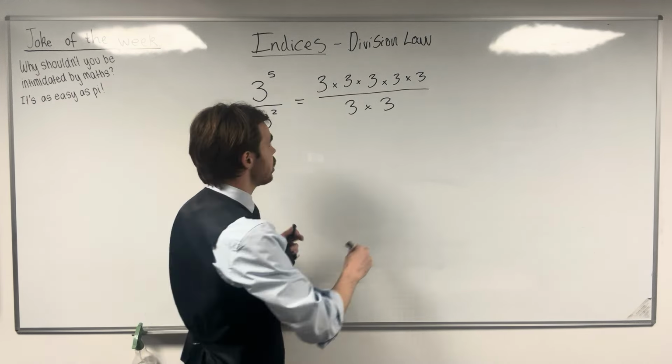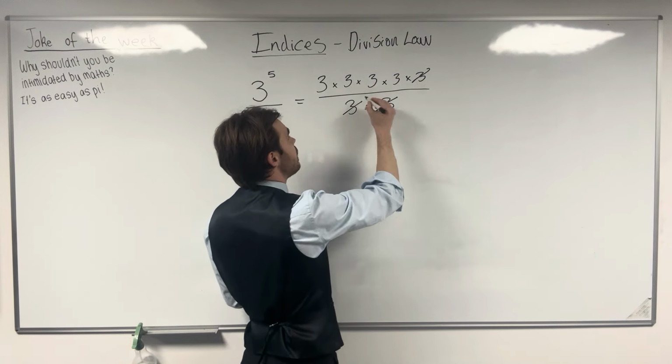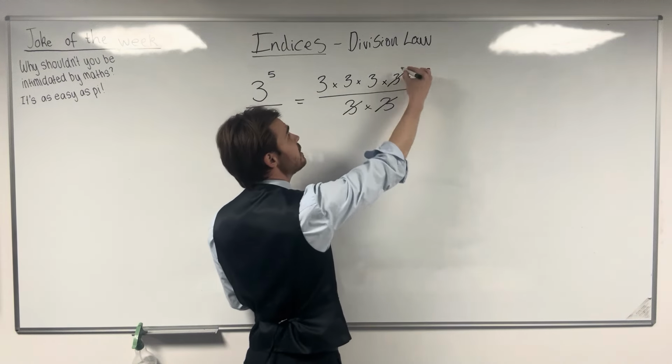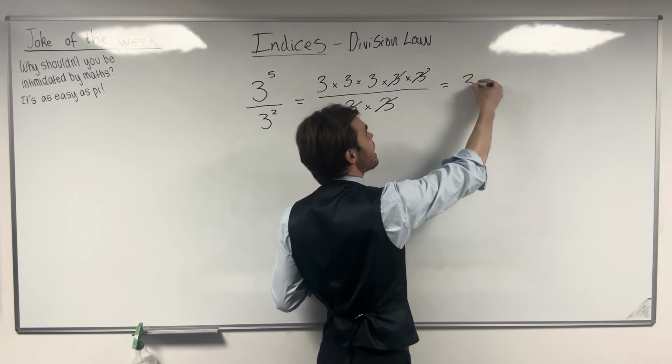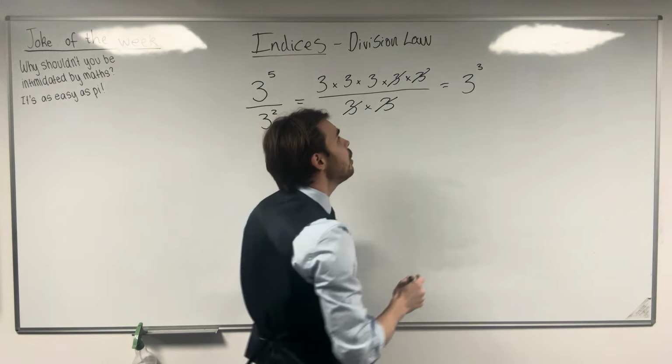So this 3 cancels with this 3. I mean, it can cancel with any of them, but I've chosen to cancel it on the end. And then this 3 cancels with this 3. So we are left with 3 3's. So we got 3 to the power of 3.